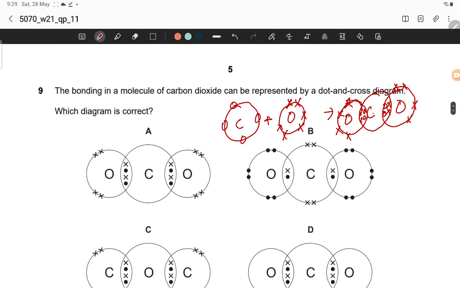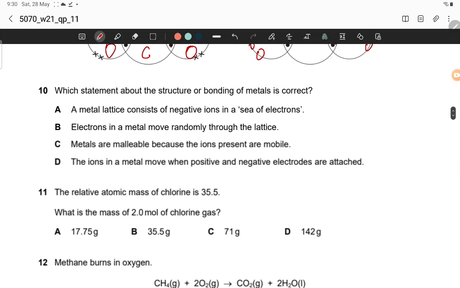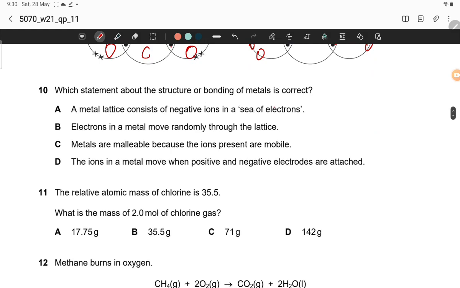So with pairs of electrons shared, A must be correct. This one is incorrect. This other one is also incorrect, as oxygen has 2 lone pairs of electrons. So this is incorrect.